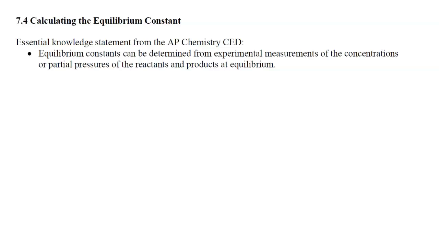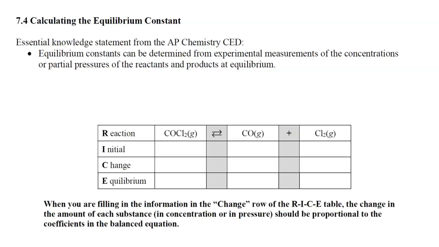And back in my video for topics 7.1 to 7.5, I mentioned something I call a rice table, where the word rice is an acronym for reaction, initial, change, and equilibrium. And if you've been answering questions or solving problems in Unit 7, then you already know that a rice table can be very useful. And then just a quick note before we go back to question 2, that when you are filling in the information in the change row of the rice table, the change in the amount of each substance in concentration or in pressure or even in moles should be proportional to the coefficients in the balanced equation.